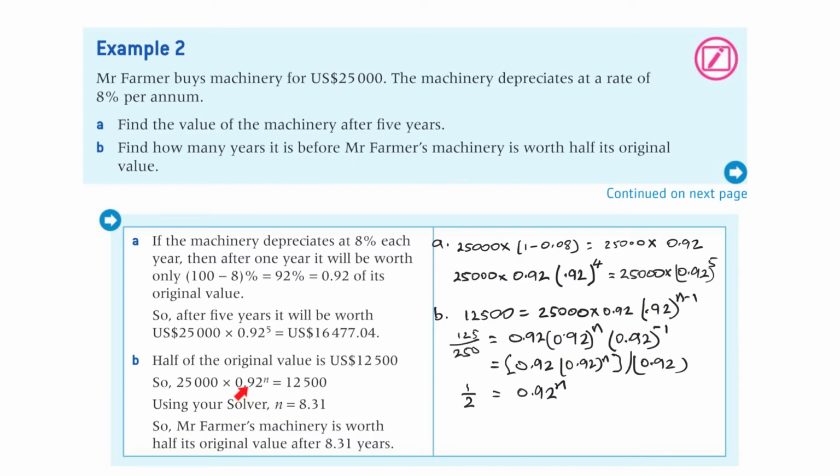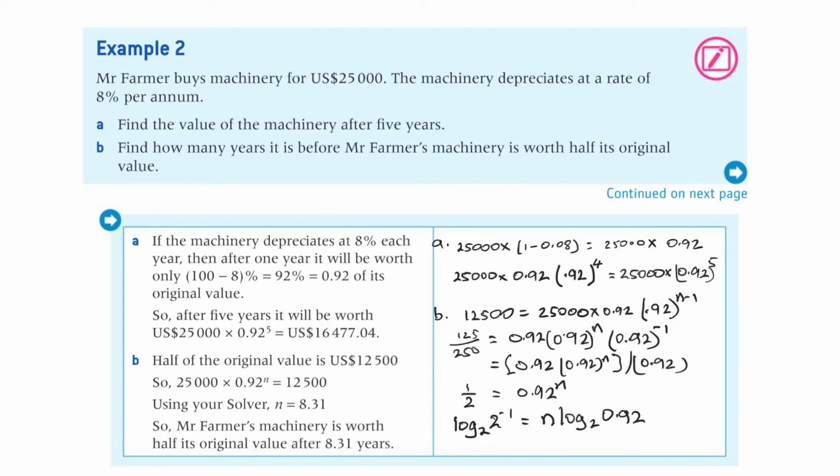If you rewrite that, it's going to be 0.92 to the n equals 12,500 divided by 25,000, which is a half. So that's true. Now they say using your solver, and you should use the calculator solve function, but we can also use logs. So why don't we use logs? Because that's a 2, I'm going to use log base 2 on both sides. Log 2 of a half. Half can be written as 2 to the minus 1. That equals n log 2 of 0.92.